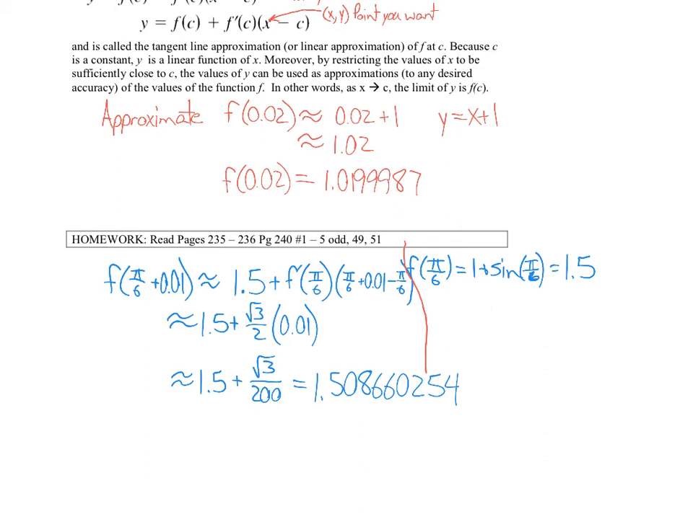Now, question. On the original function, if I type in pi divided by 6 plus 0.01, I actually get 1.5086351. Okay? We'll write that down. That's what it actually equals using the calculator. So is it better to use the calculator?